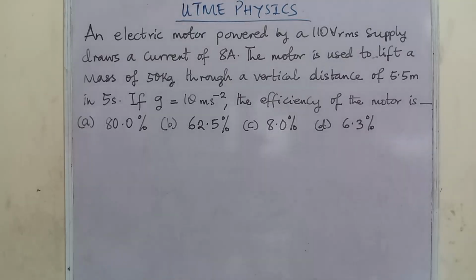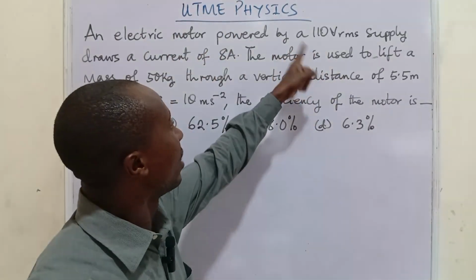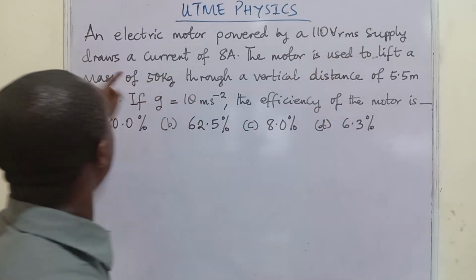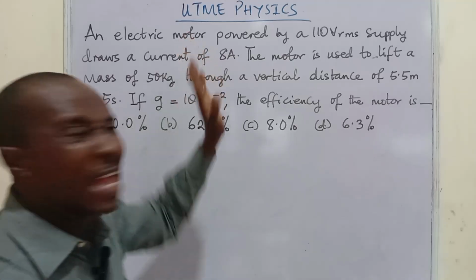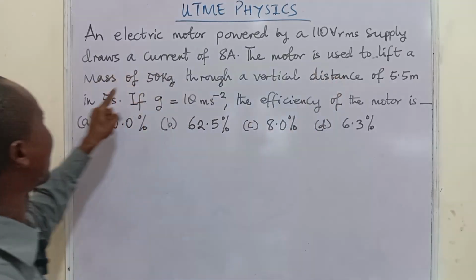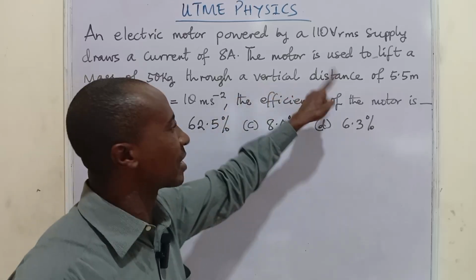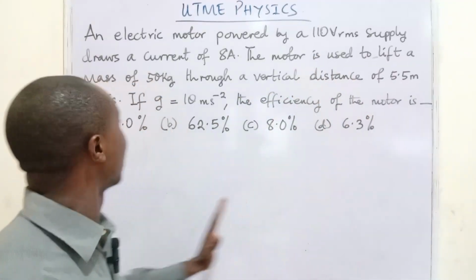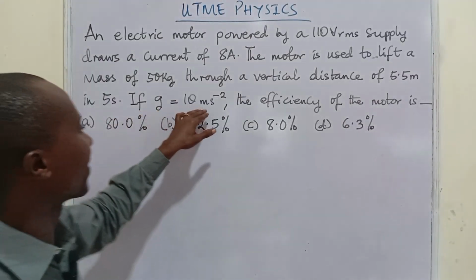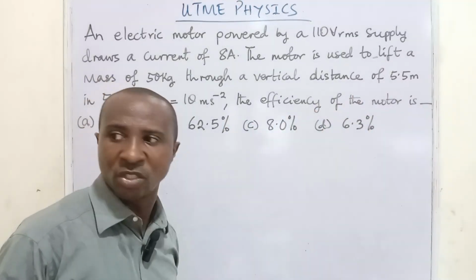Okay, yeah. We have a question here before us. An electric motor powered by a 110 volt root mean square supply draws a current of 8 ampere. This motor is used to lift a mass of 50 kilograms through a vertical distance of 5.5 meters in 5 seconds. If the value of g is given to us as this, what is the efficiency of this motor?